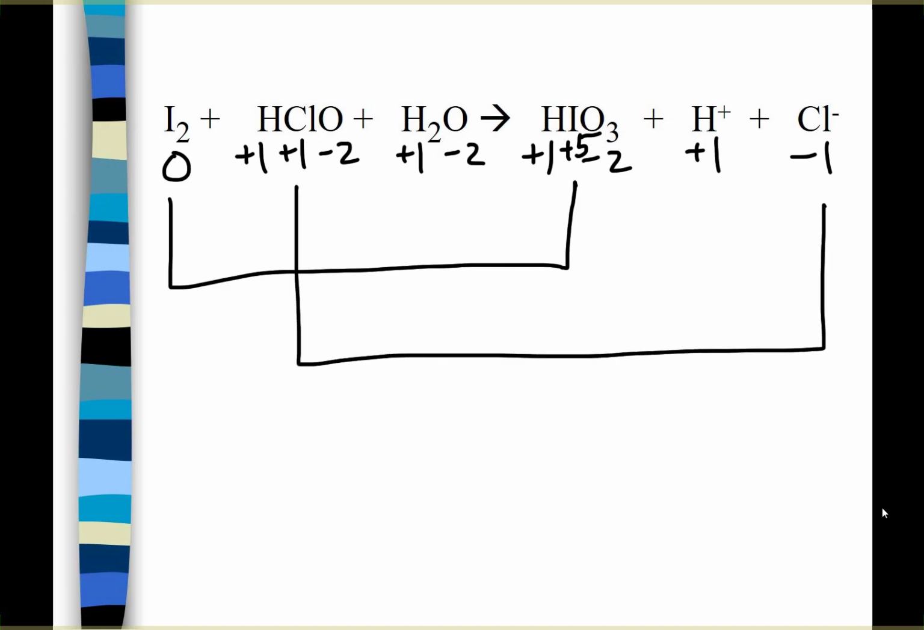All right, so the ones that you connected, you want to make sure those are balanced. And so I have 2 over here, and now I have 2 over there. And my chlorines are already balanced, so I don't have to do anything there. There's just 1 and 1. So let's figure out what is being gained and what is being lost. With my iodines, I am losing 5 electrons. I'm going from a 0 to a plus 5, but each. So this is a total of 10 electrons. So watch out for if you have any doubles there.